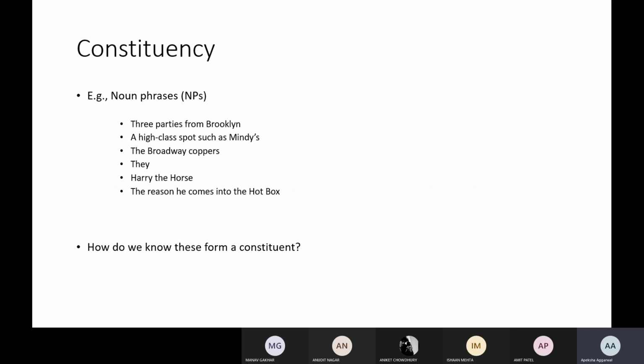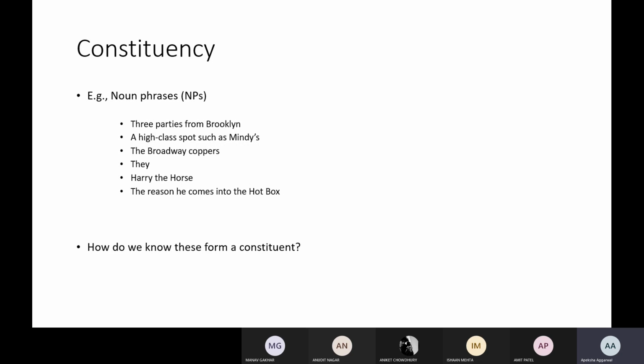Let's see. First of all, let's understand what a noun phrase is. If I'm talking about three parties from Brooklyn, we are talking about Brooklyn. So everything that is dependent upon Brooklyn will constitute a noun phrase. Like Harry the horse. So horse is a noun, and we are talking about its name. So this is a noun phrase. Similarly, in a simple sentence, if you have any noun surrounded by a set of words that are dependent on that particular noun, if I'm talking about White House and its color, or table, or pen, anything, the words associated with that noun constitute the noun phrase.